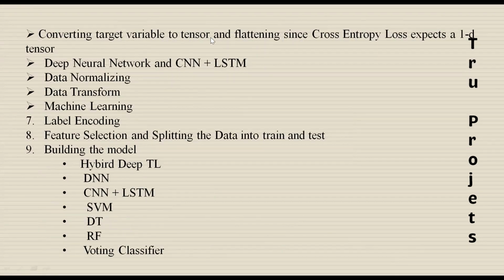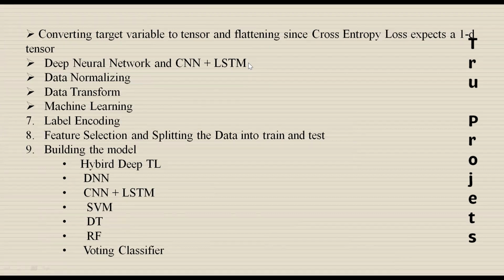Converting target variable to tensor and flattening, since cross entropy loss expects a 1D tensor. The target variable, which represents the outcome to be predicted, that is stroke or no stroke, is converted into a tensor. Flattening the tensor means converting it into a one-dimensional array, which is often required when using certain loss functions like cross entropy loss.